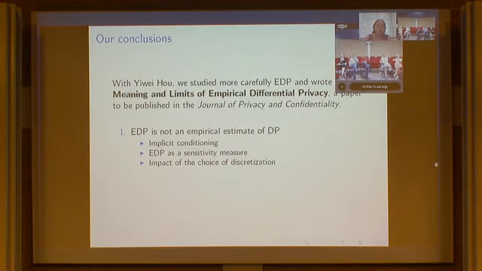There are 3 big reasons. One is that we're implicitly conditioning on the real data that we have at hand, right? So we look at D and D minus I. That's not what DP does. Really, you should think of it more as a sensitivity measure, actually. And there's a big impact from the choice of discretization. So I'll show one slide for each of these 3 problems.